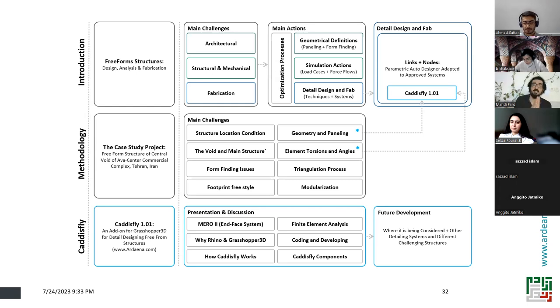So when you design something, you need to think about the fabrication system and technique. For instance, the structural location is important, the geometry and paneling is important, and the element torsion angles, everything is important. Like when it comes to defining an element through the spatial structure, and we talk about them, and of course form finding issues.